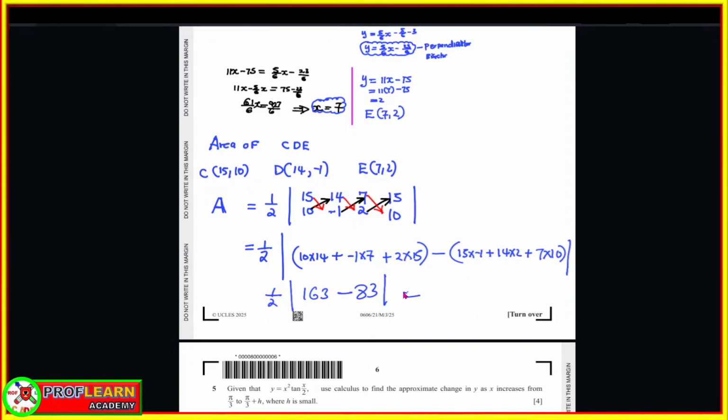And if you work it out, this is going to be a half times 163 minus 83, and that is going to translate to 80. And if you work it out, you're going to get it as 40 square units. So that's what you are supposed to do in that particular part, and I believe you've understood up to that point. Just confirm if you got that.